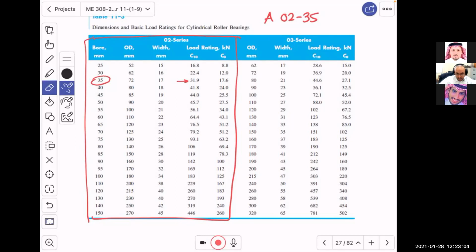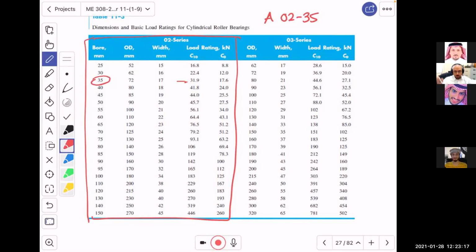And the nearest highest one is this one. But the book decided to use the second one. I think it's because it was too close. Okay? However, what's the 02 for? What is that?